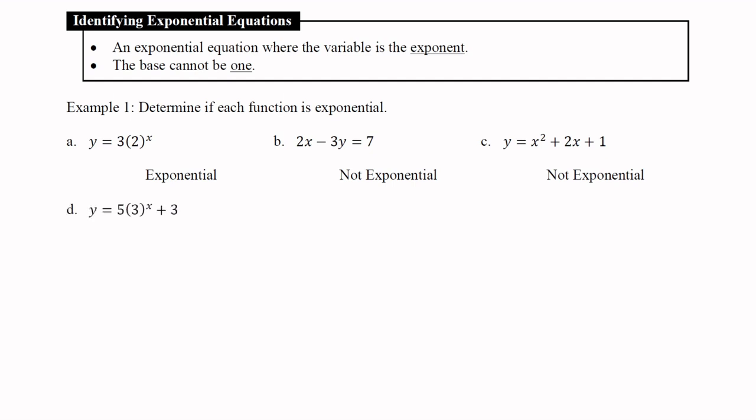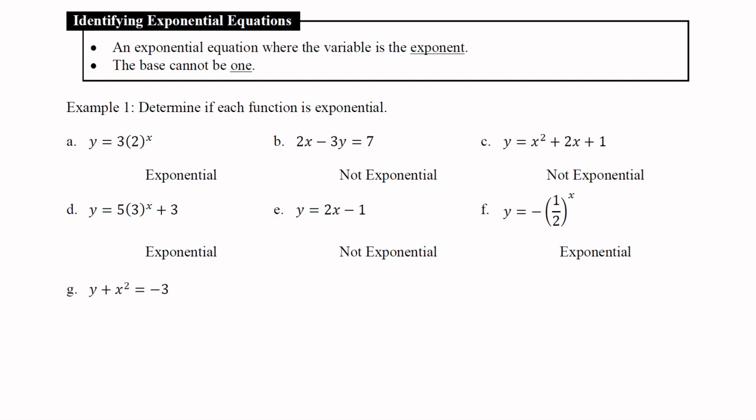5 times 3 to the x plus 3. We do have an x in the exponent, so this is exponential. y equals 2x minus 1. We know that's linear, so it's not exponential. y equals negative 1/2 to the x. x is a power, so it is exponential. y plus x squared equals negative 3.